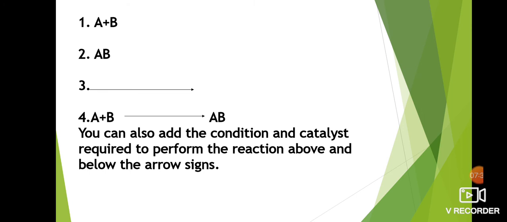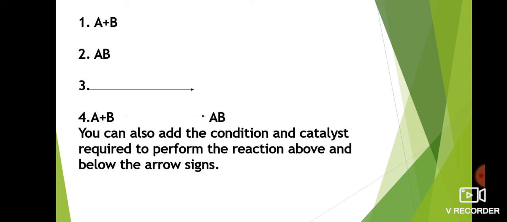So the first point is the reactants are always written on the left hand side with plus signs in between the reactants. In the general form of the equation, reactants are A and B. So we put a plus sign in between these two reactants, A plus B. Okay. Next, the second point is the product is written on the right hand side. Always the product lies on the right hand side.